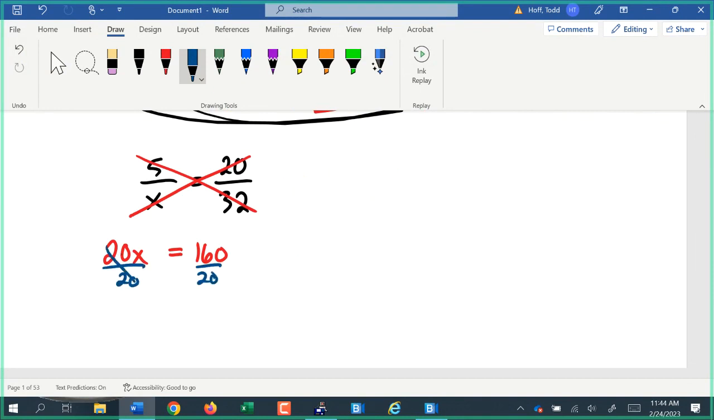And that's actually where the divide came from in the cross multiply and divide. We know that to solve the equation in a simple proportion like this, we're going to end up dividing. So we just did it rather than writing out the equation. So dividing by 20 gives us x. 160 divided by 20 gives us 8.